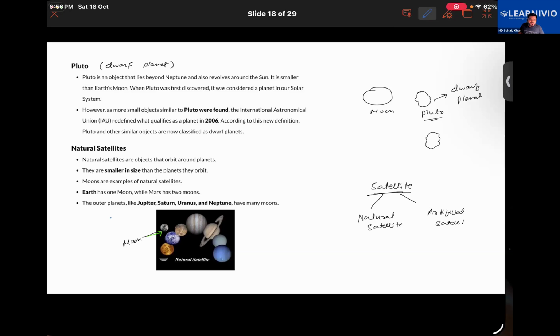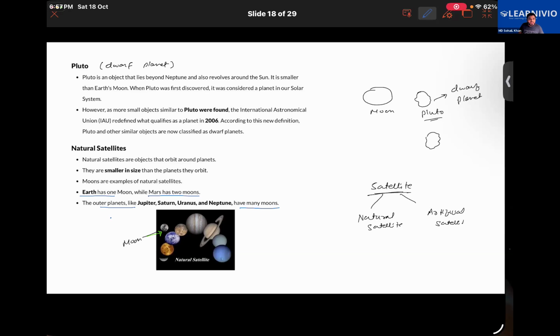Some planets have one moon, some have two, some have multiple moons. Our Earth has only one moon. But Jupiter has so many moons. The outer planets like Jupiter, Saturn, Uranus, and Neptune have many moons, while among the inner planets, Earth has one moon and Mars has two moons.